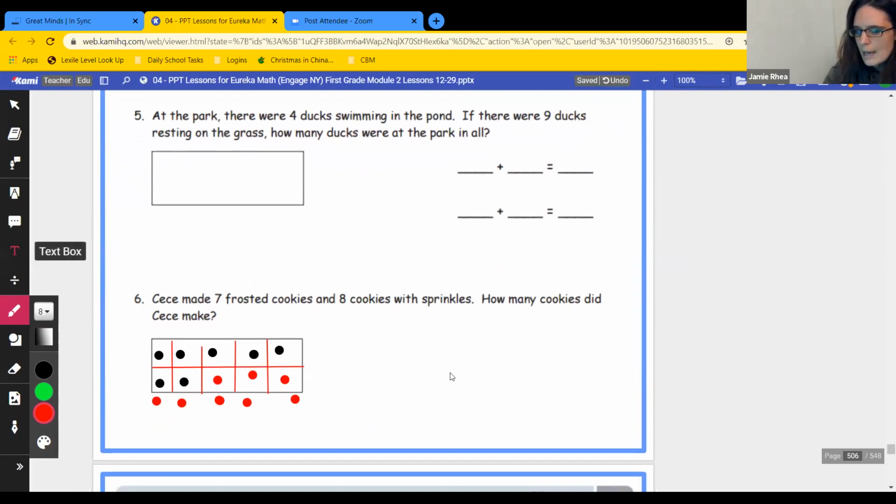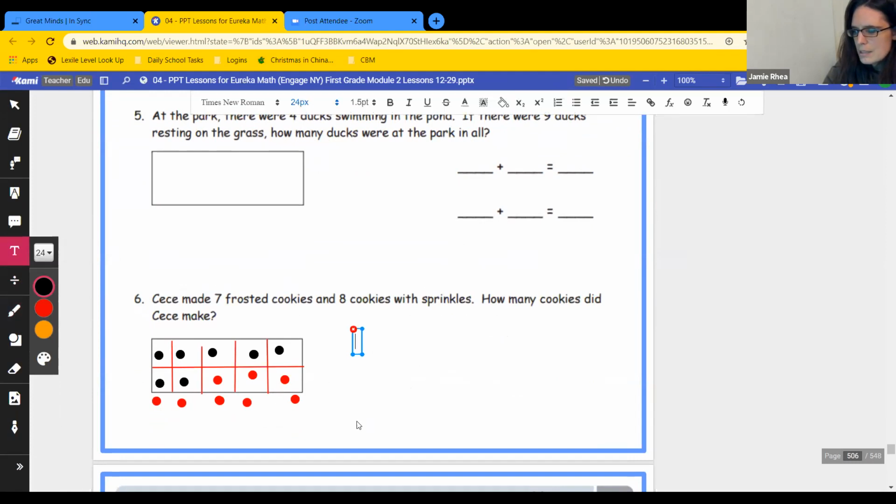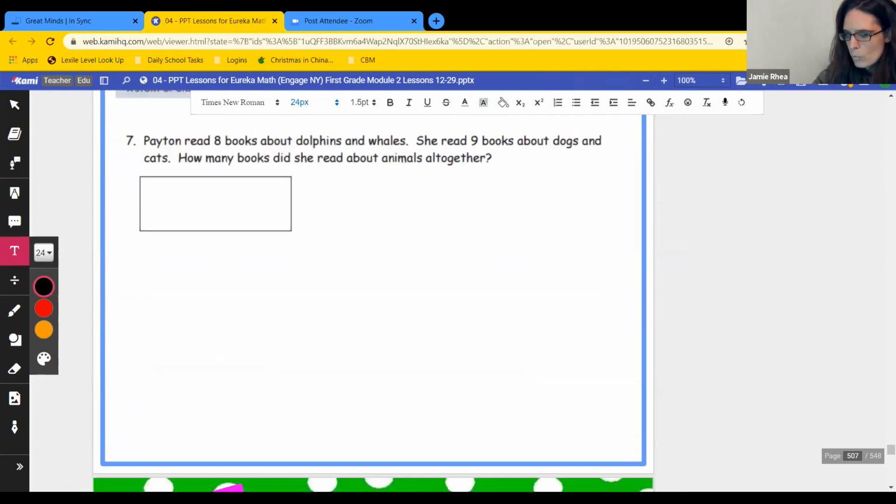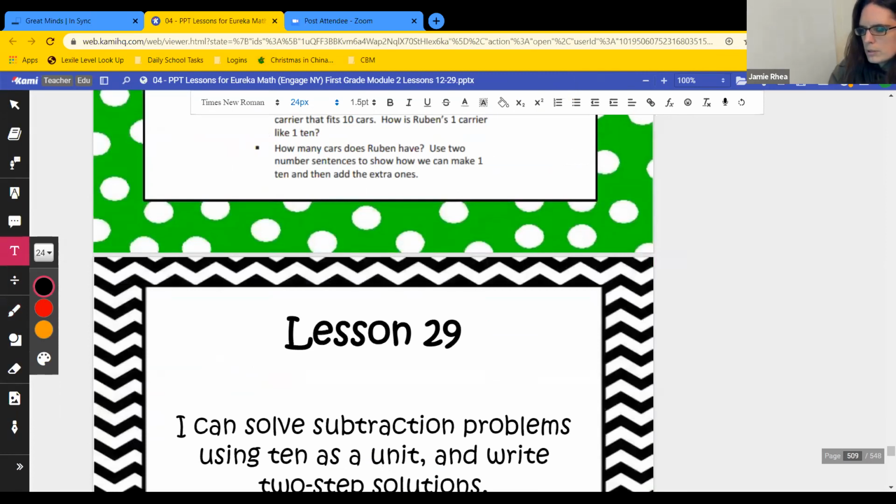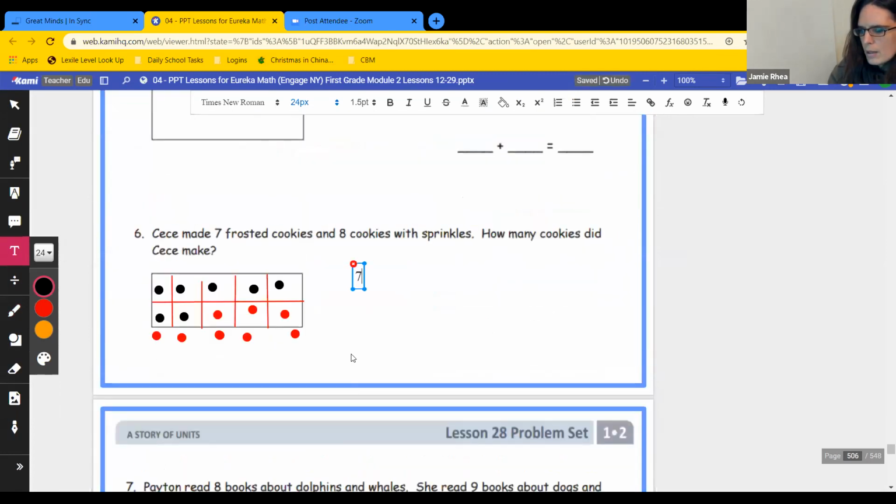So what was our first sentence? It was, we have 7 frosted cookies. I got cupcakes on the brain, guys. Plus, whoops. Whoa, oh no. Sorry, guys. Got away from me. Plus 8 cookies with sprinkles equals how many? Let's see. 7, let's do 8. 8, 9, 10, 11, 12, 13, 14, 15. So how many? We had 15.